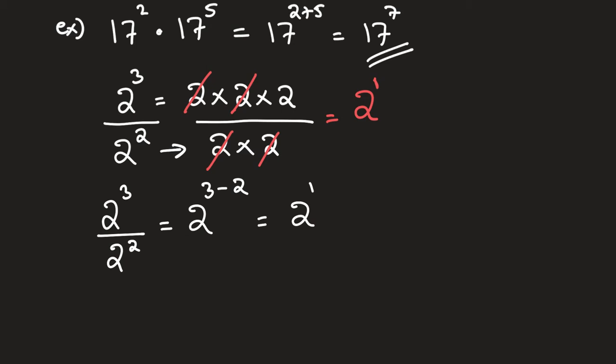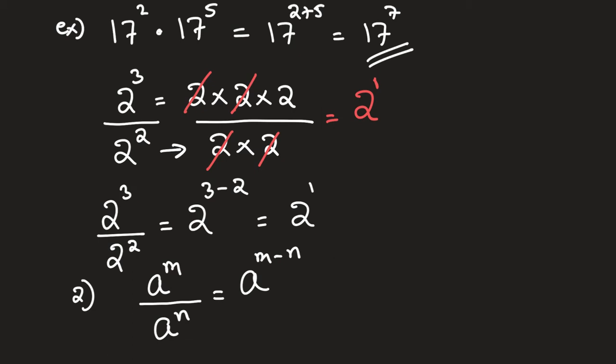Do you observe? So from this, we can come up with the second law of indices, which says that a to the power m divided by a to the power n is equal to what? A to the power m minus n. When the bases are the same and when they are divided, what do you do with the powers? You subtract the powers. This is the second law of indices.